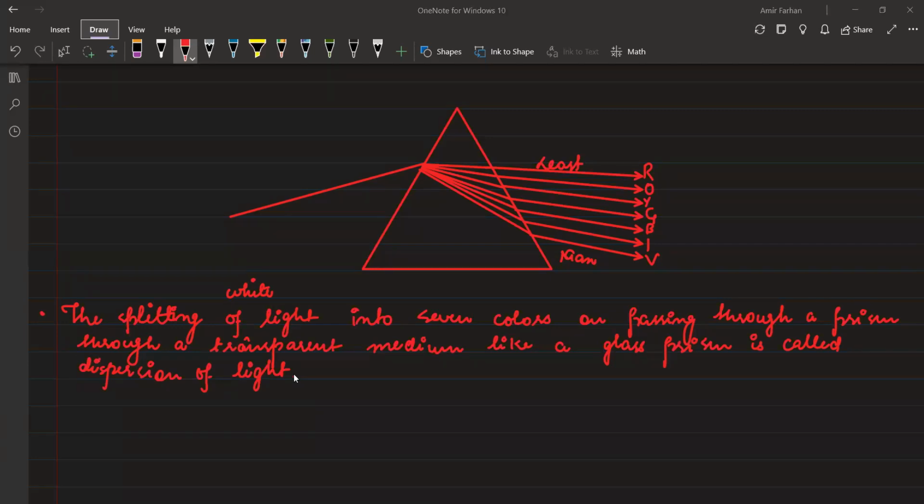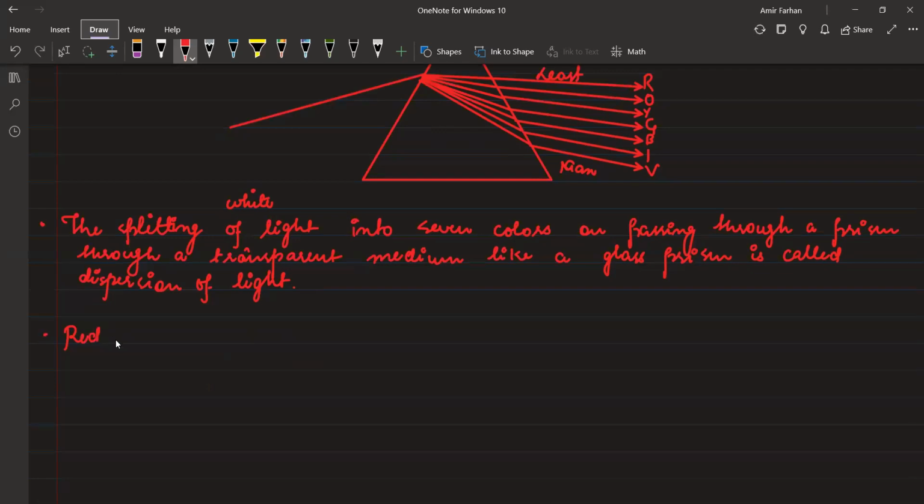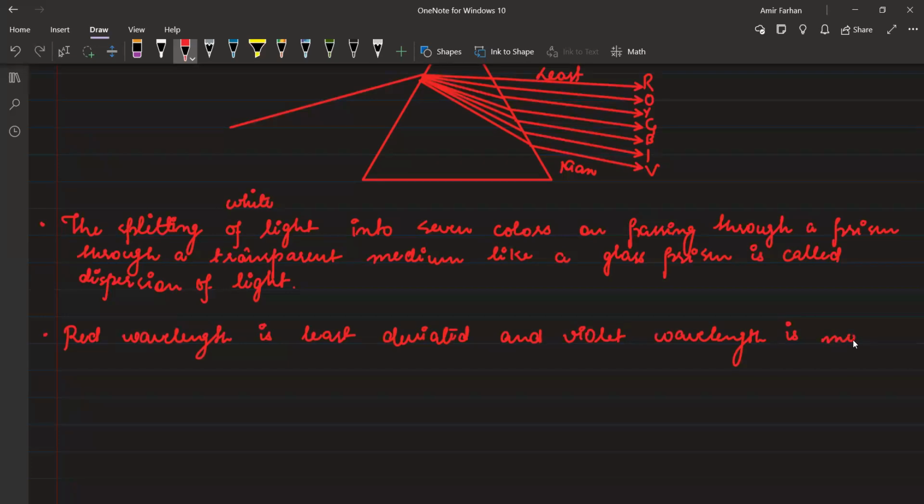Yes or no? Yes, sir. Okay, here you can write: red wavelength is least deviated, and violet is most deviated. This is the most deviated one.